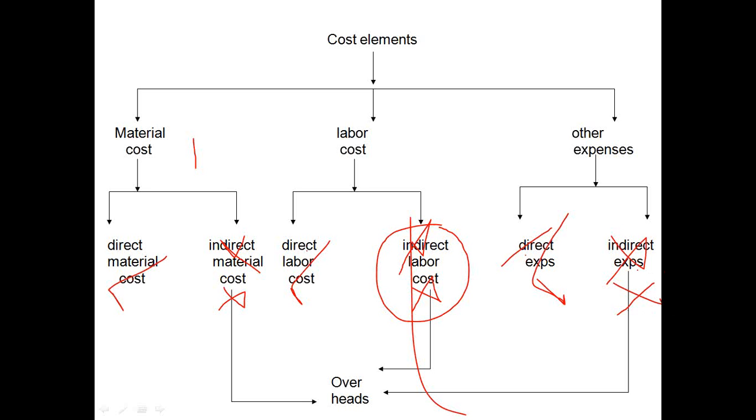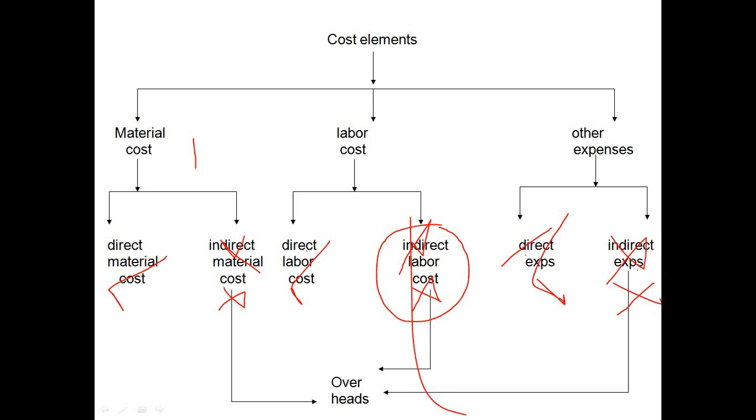It becomes a larger portion. This is called overheads. The sum of the indirect material cost, indirect labor cost, and the indirect expenses is called overheads. These overheads are directly taken from the FI general ledger. This is the meaning of overheads.